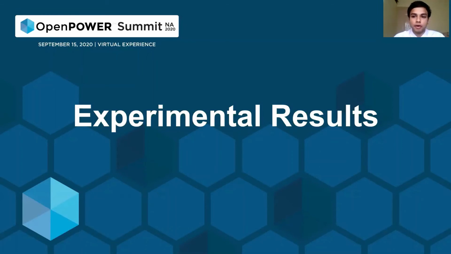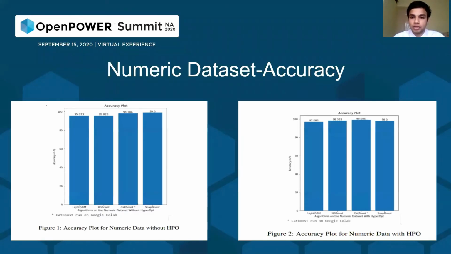Firstly, we examine the performance on the numeric dataset. Here is the accuracy plot for the algorithms on the numeric dataset without HPO. SnapBoost performed very well with 99% accuracy in predictions, followed by CatBoost with 98%, and LightGBM with 95.83%, and XGBoost followed closely with 95.82%, which are all good performances without any optimizations.